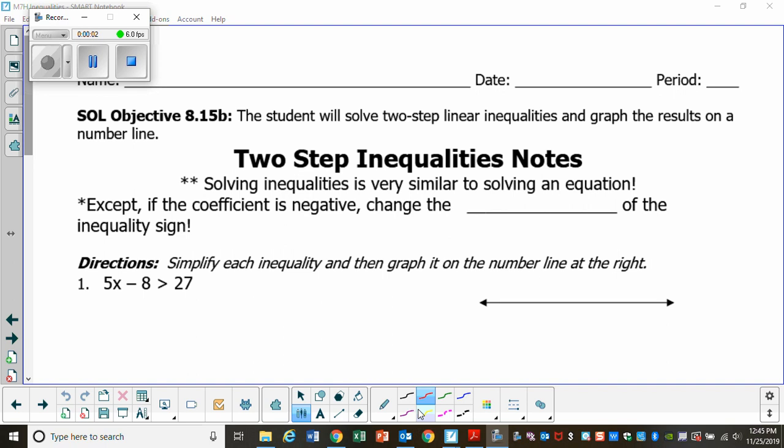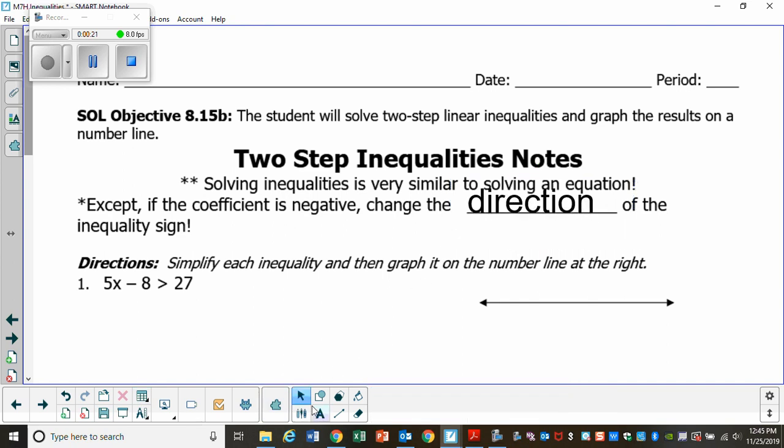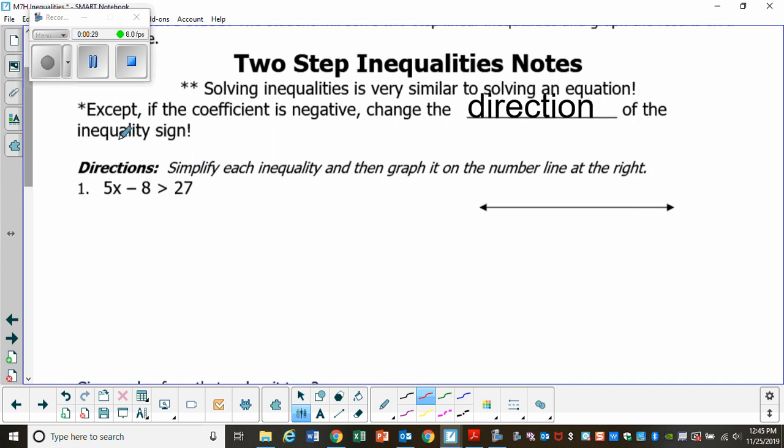Okay, so today we're going to be solving two-step inequalities. So remember, solving inequalities is very similar to solving an equation, except, again, if the coefficient's negative, change the direction of the inequality sign. So remember, we have to flip it when the coefficient is negative. So we're still going to use inverse operations to isolate the variable, and then at the end, we're going to flip the symbol if the coefficient's negative.